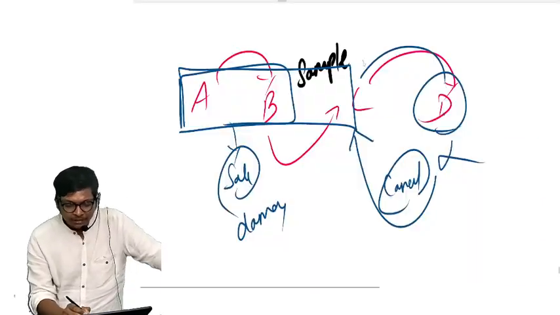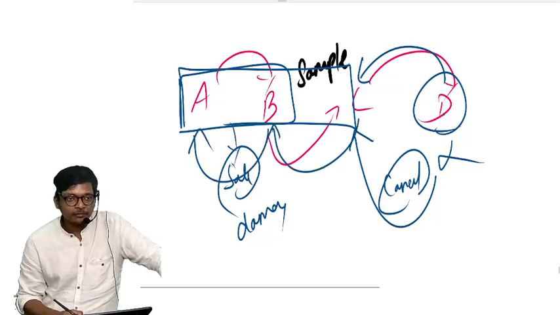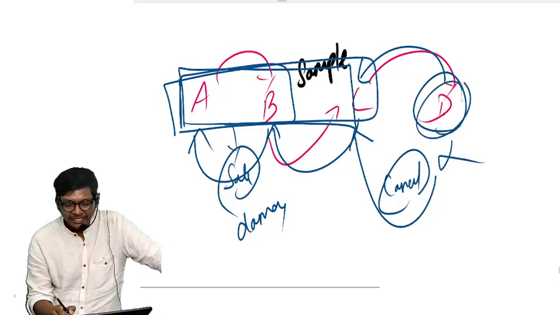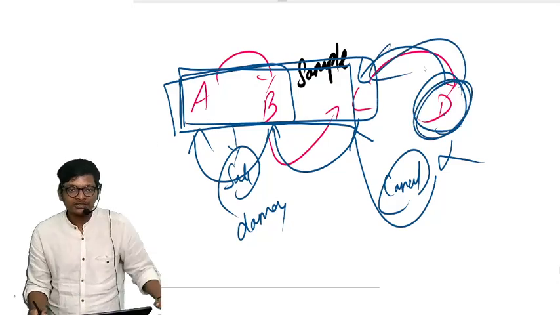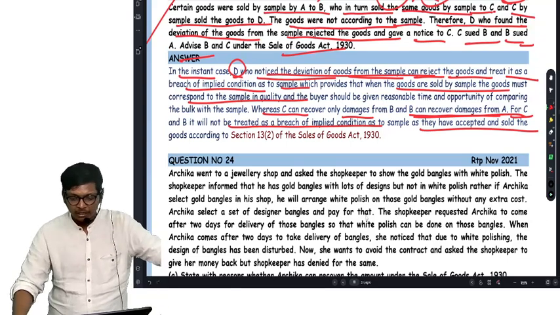D alone can return to C. C will claim damages from B, B will claim damages from A. So A, B and C will claim damages from the previous party, D alone will return the goods because the implied condition of goods matching the sample is not met. Are you following? Clear? Understood?